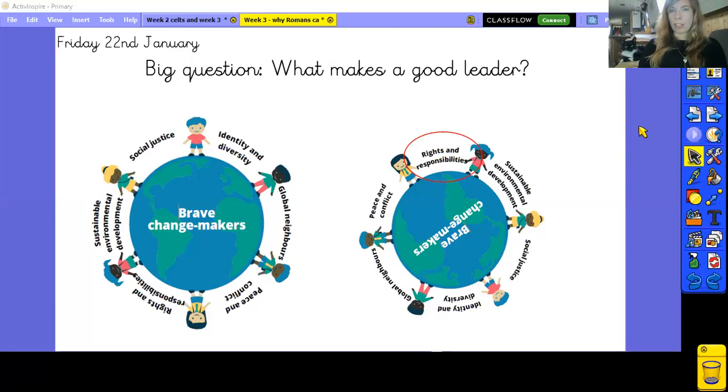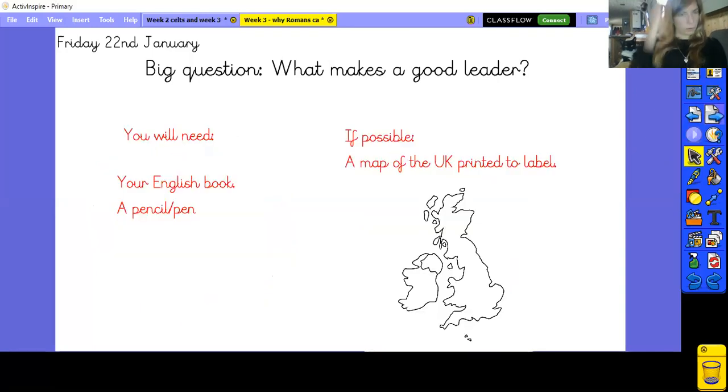Our big question is obviously what makes a good leader, and that's a rights and responsibilities theme. So today, I thought it would be helpful if I said what we might need, because later on, if you're able to print out a map of the UK, you might want one for later in the lesson, because there is a task that you can do on a map. If not, don't worry, you just need your English book and a pencil or a pen.